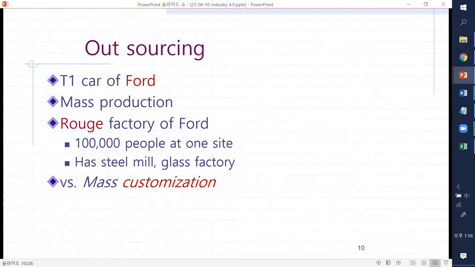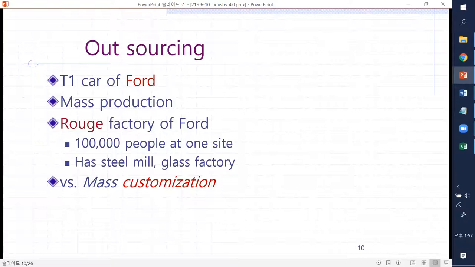Nowadays, the Rouge factory is still there, but most of it is used as a Ford museum now. But at the corner of that factory, there is an assembly line for the pickup truck, but the modules or parts of the truck are delivered from outside of the factory, so that there they have only final assembly. Very similar to shipbuilding, where blocks are outsourced from China to a Korean shipyard. They just finish up the assembly of the ship. That is a similar story nowadays.